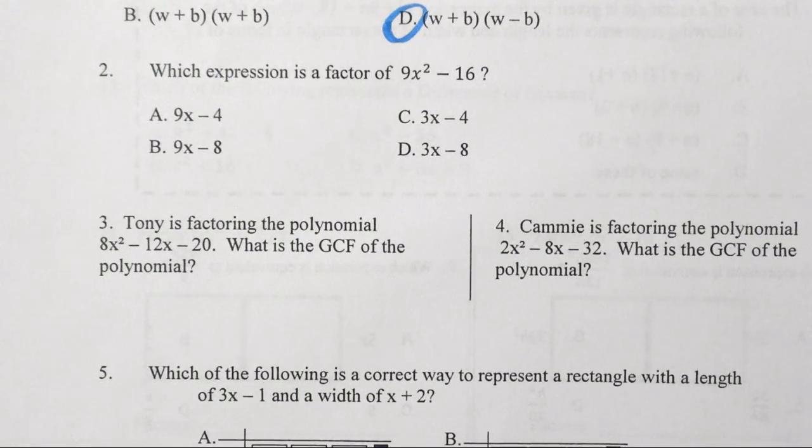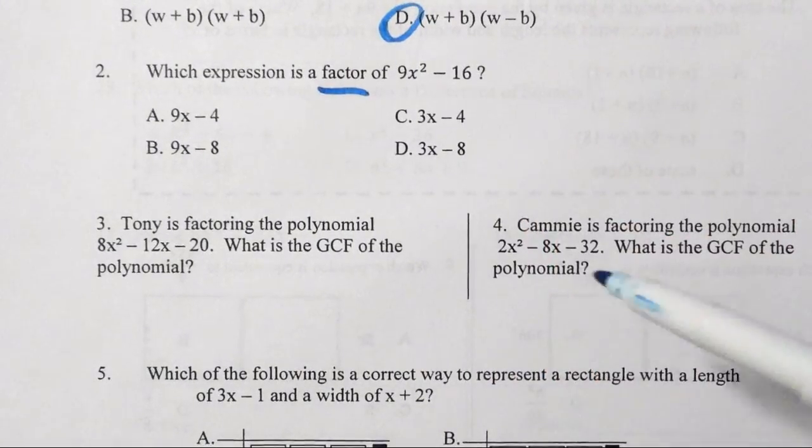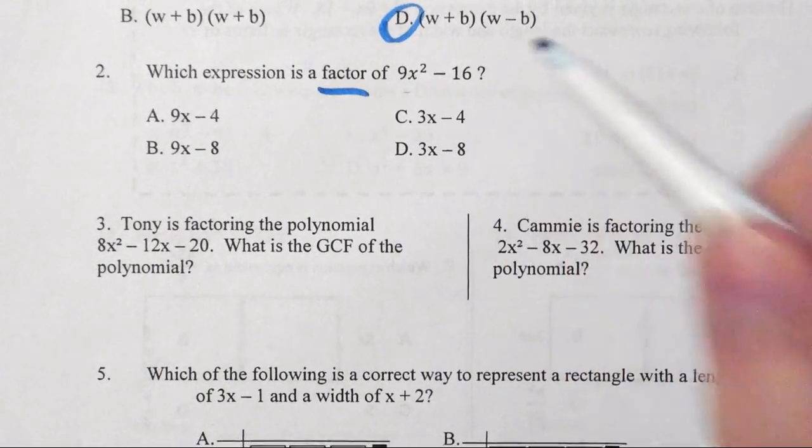Here's our question number 2. Which expression is a factor of 9x squared minus 16? Now, with this one, remember factors are the same thing as dimensions. So really what we're looking for, we need to factor this expression right here.